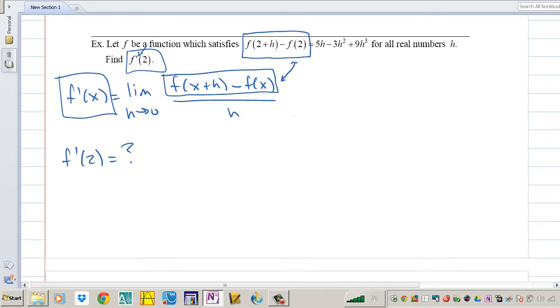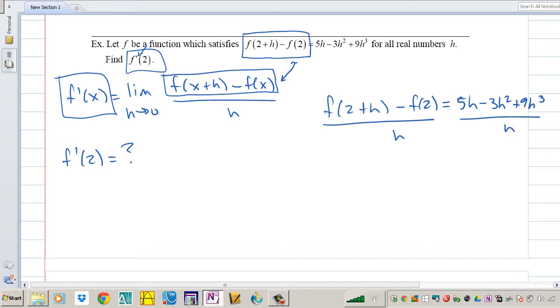So let me go ahead and rewrite this. f of 2 plus h minus f of 2 is equal to 5h minus 3h squared plus 9h cubed. If I divide both sides by h, I have a very similar equation that I'm highlighting right here. Very, very similar. Now, what is this highlighted part missing that this formula has? Well, it's missing the limit.